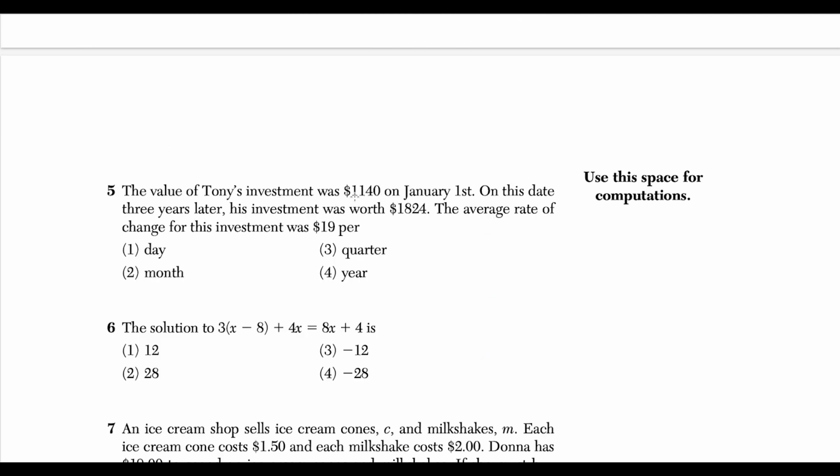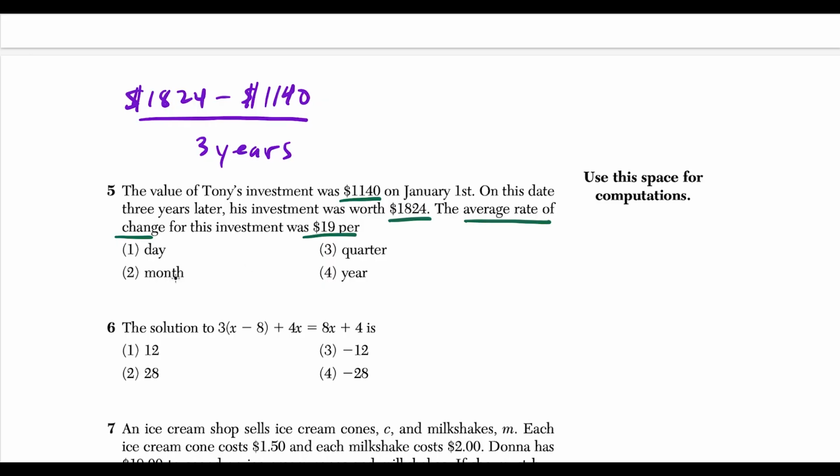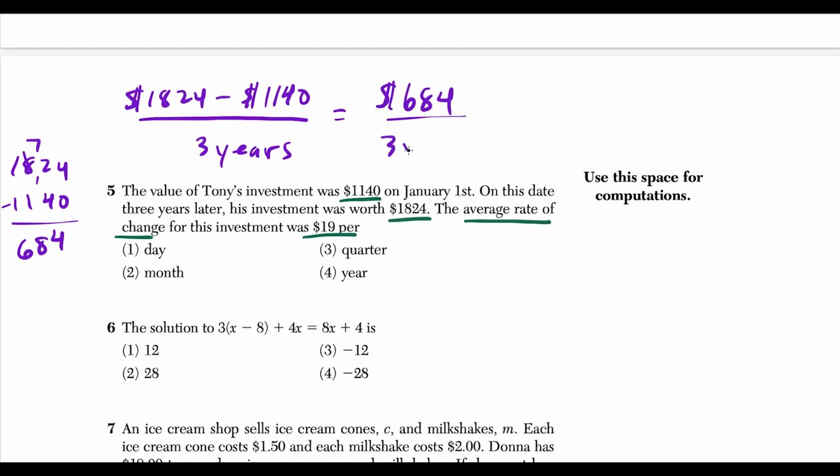So for this question here, we have Tony's investment goes from 1140 to 1824, and we're trying to find the average rate of change for this investment was $19 per, and this is where it cuts off. So what I would do here is just do 1824 minus 1140, and this is being divided over the course of 3 years. So I'm going to worry about which answer choice it is after we do this part. But if we just work that out on the side here, we could use a calculator for this, but this isn't too bad to do by hand. So 4 minus 0, and then we just borrow here, and this is going to make 684. So that's $684 over the course of 3 years that Tony's going to make.